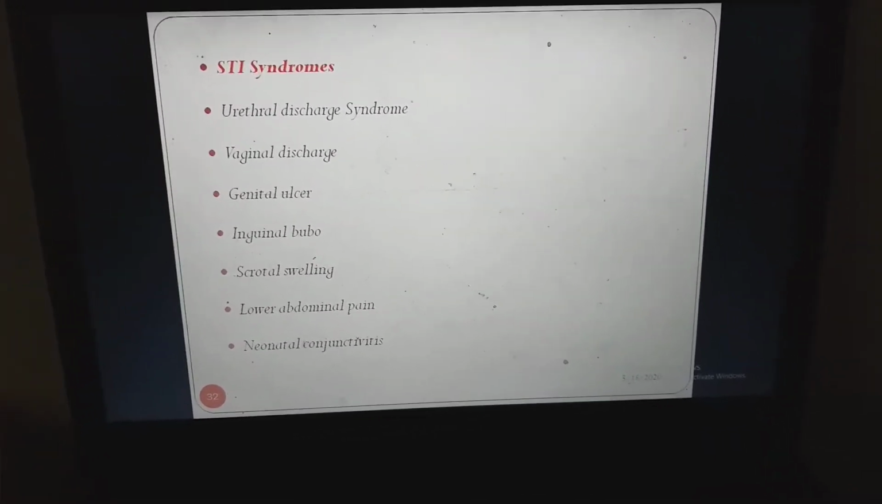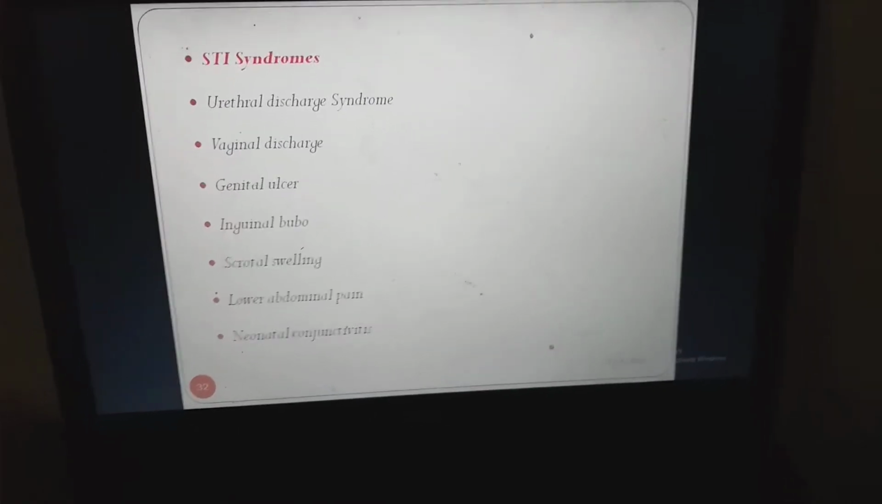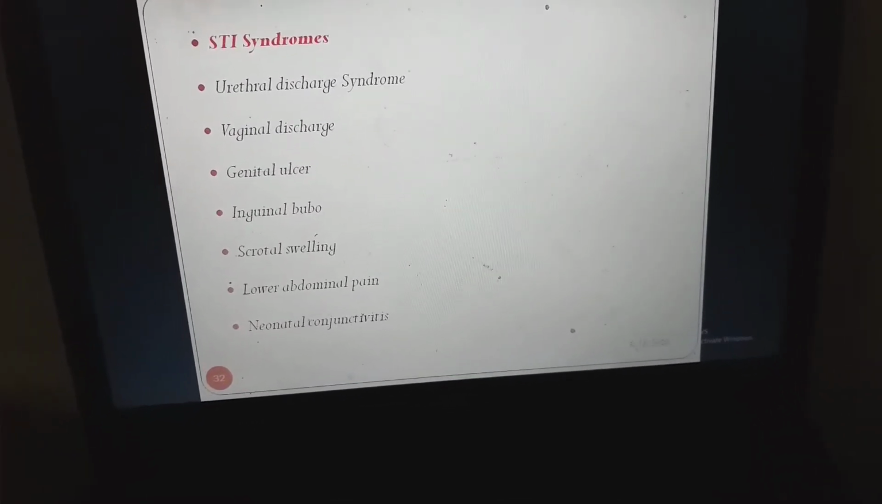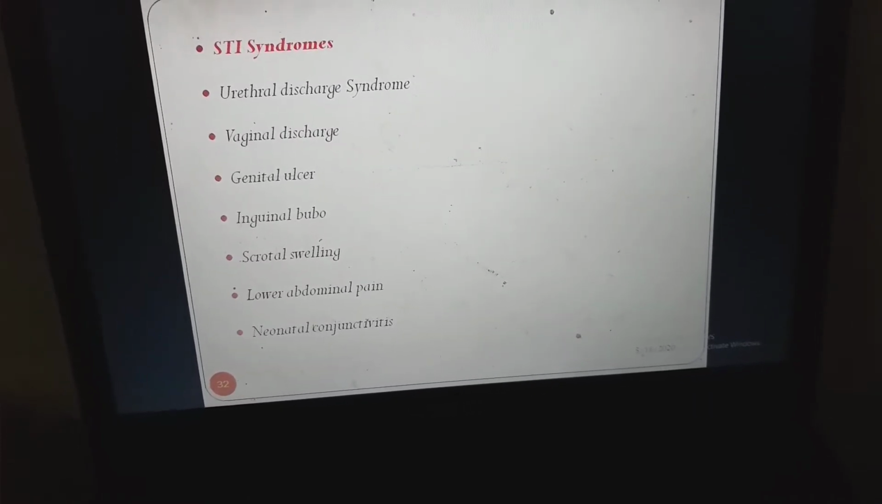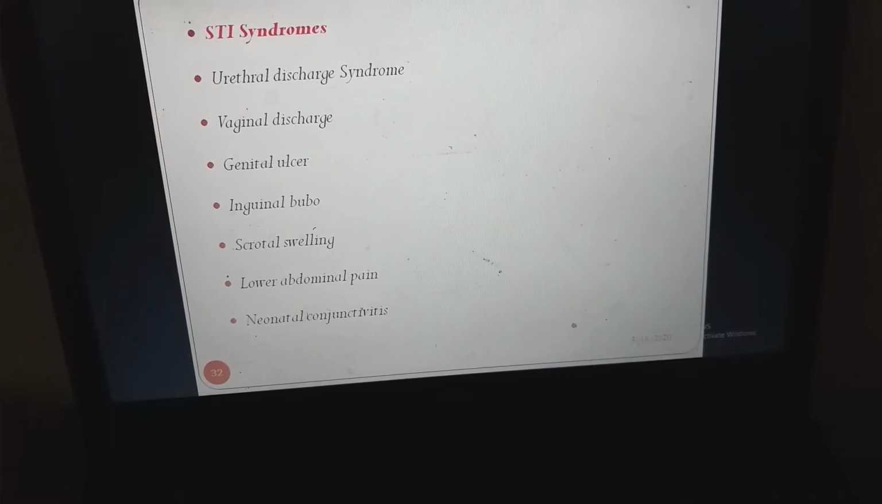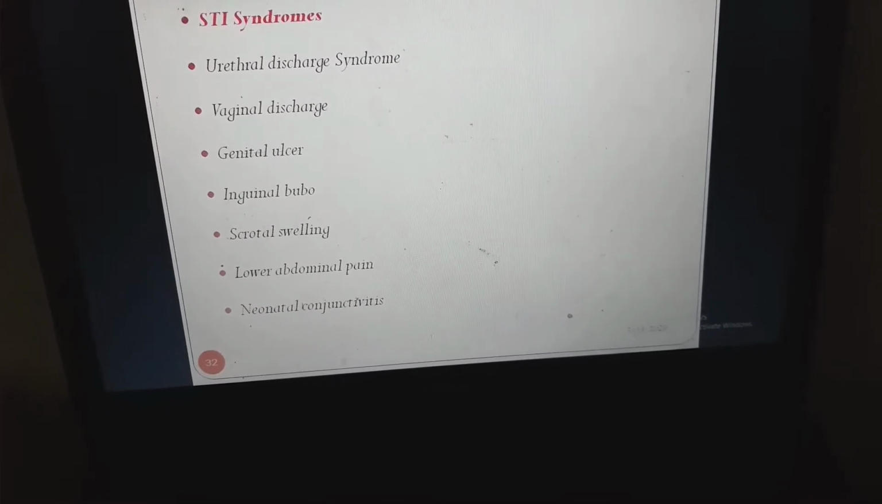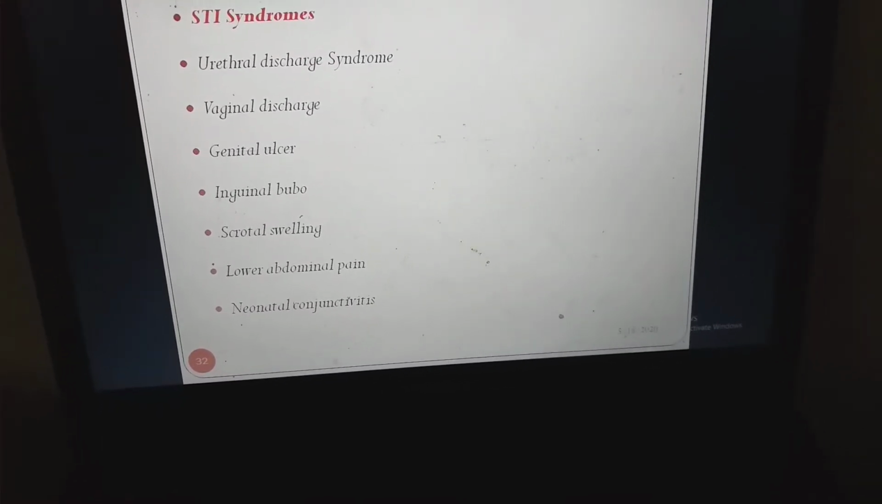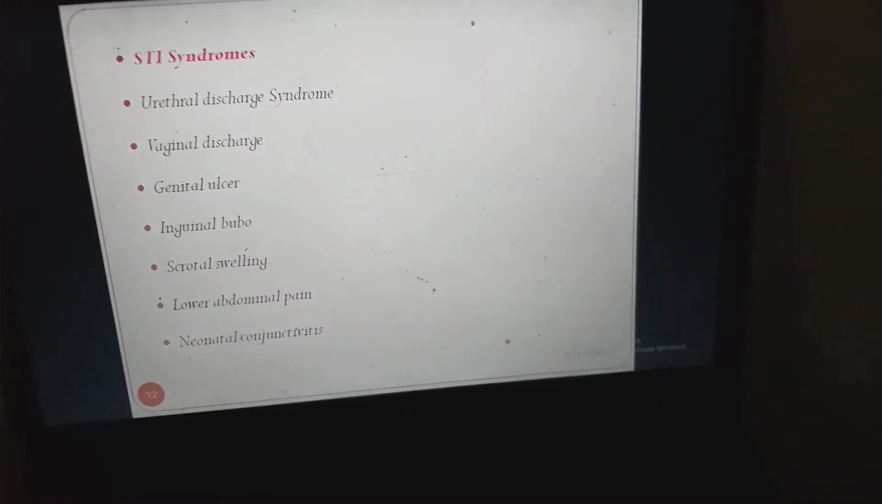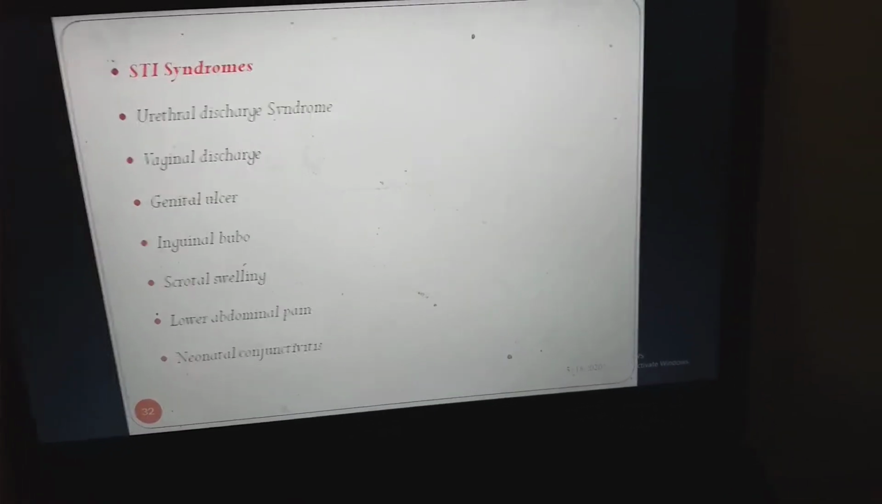Sexually transmitted infectious syndromes. There are different complications and syndromes. What are the syndromes or signs and symptoms here? Urethral discharge syndrome is there, vaginal discharge is there, genital ulcer is there, inguinal bubo is there, scrotal swelling is there, lower abdominal pain, and neonatal conjunctivitis are there. These are some of the STI syndromes.